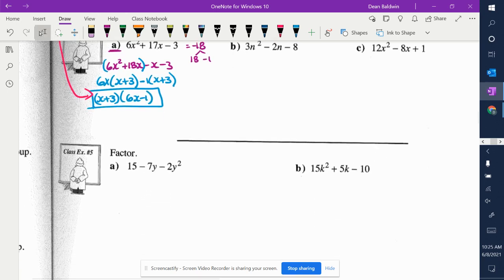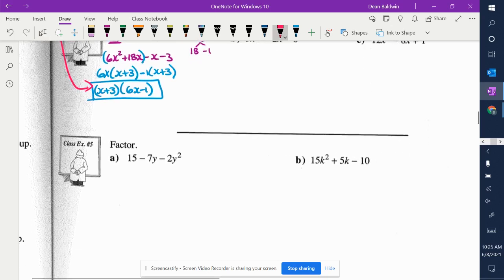Let's do this one here. B. 15k squared plus 5k minus 10. What is your first step every single time you get a factoring question? Common factor. Now you can do this without it, but the numbers are going to be a lot bigger. So the common factor is a 5. So pull a 5 out. And I get 3k squared plus k minus 2. Much more manageable now.